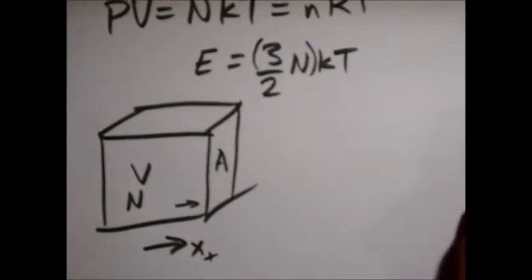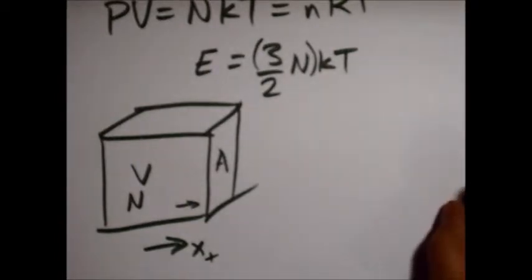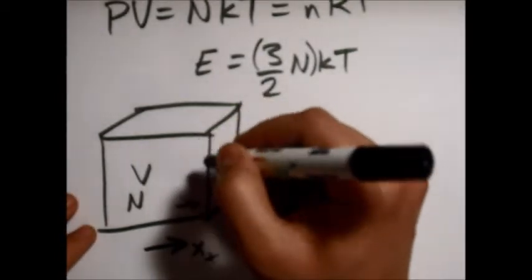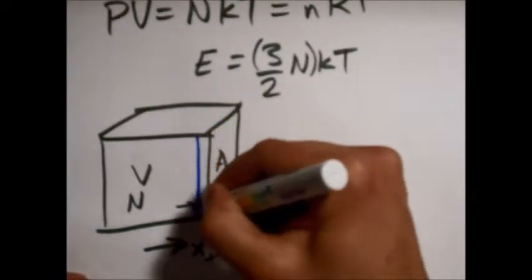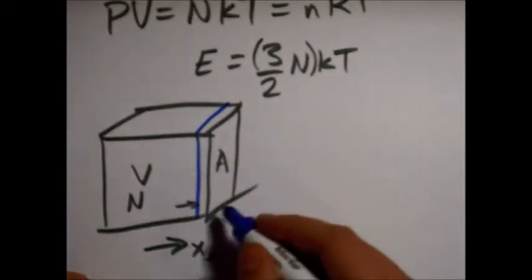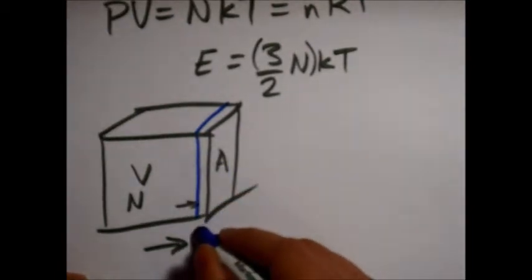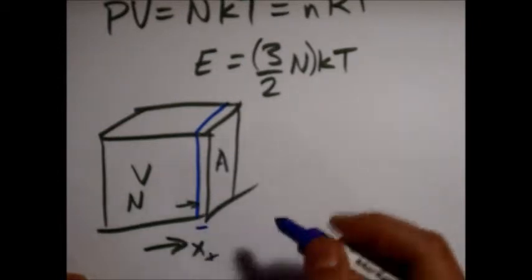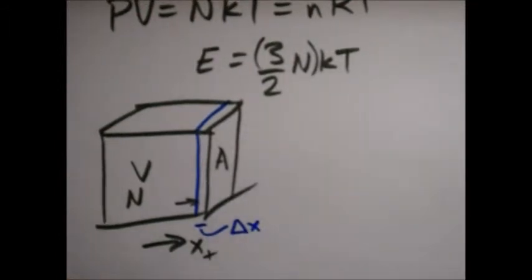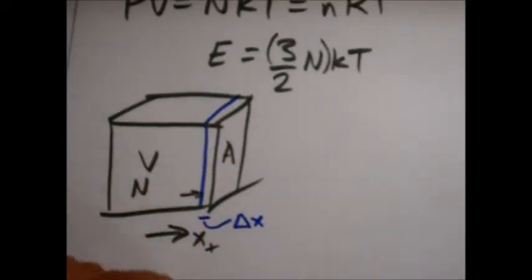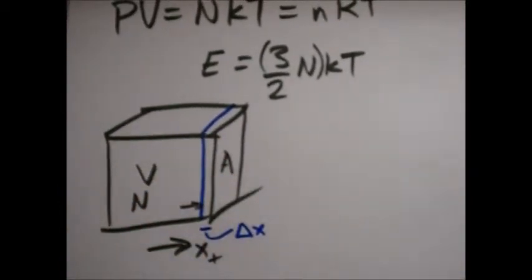Alright, so let's see, we can start by considering a thin portion of this box, in a different color. So we're just going to look at the slice here, and it has some tiny width, and I'm going to call that delta x. So we'll be looking at the particles inside this little slice.